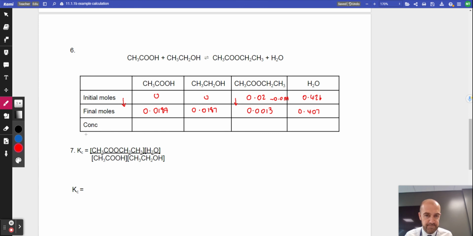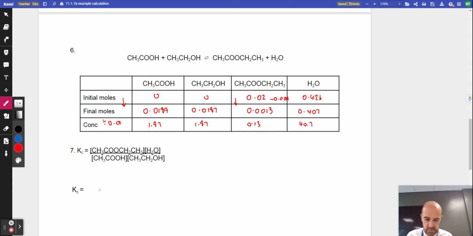And here it gives us 0.407 moles. And then to work out the concentration, we're going to divide by the total volume, which was 10 centimeters cubed, so it's 0.01 decimeters cubed, which means that we've got a concentration here of 1.87, a concentration here of 1.87, a concentration here of 0.13, and a concentration here of 40.7. So we then put those numbers into our expression for Kc.